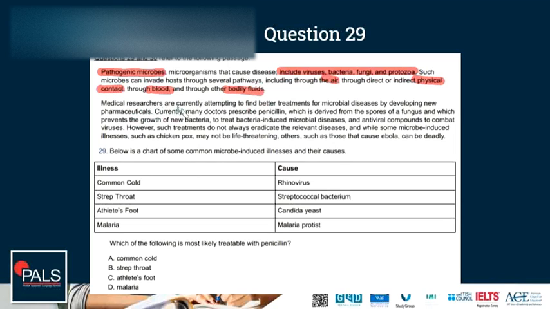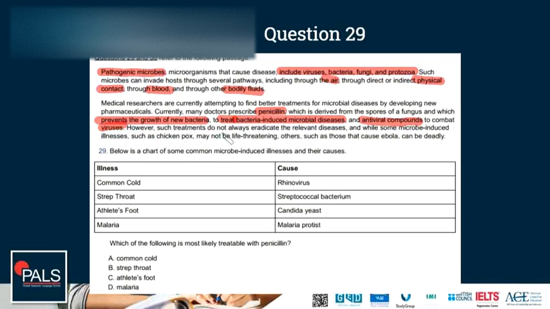Medical researchers are currently attempting to find better treatments for microbial disease by developing new pharmaceuticals. Currently, many doctors prescribe penicillin, which is derived from the spores of a fungus and which prevents the growth of new bacteria, to treat bacteria-induced microbial disease. And antiviral compounds to combat viruses.